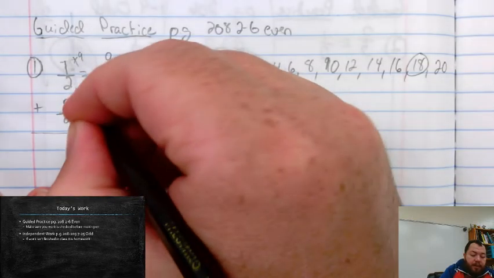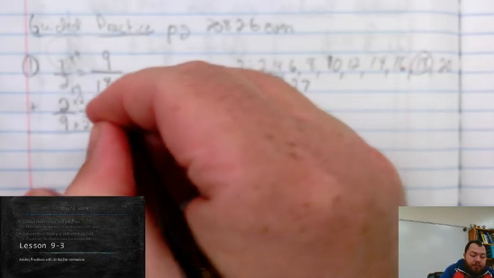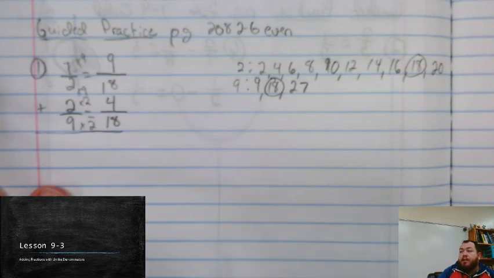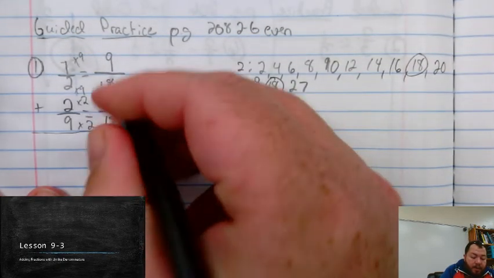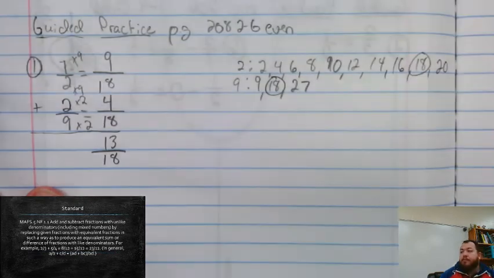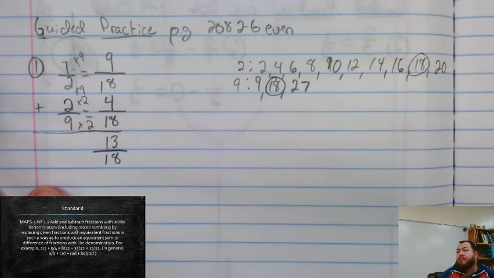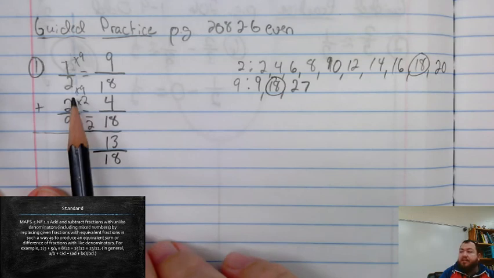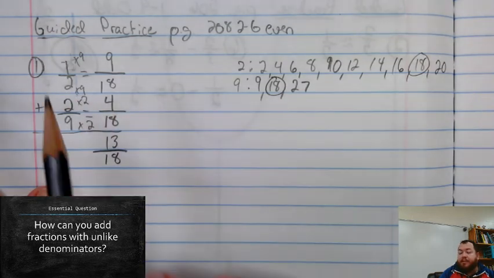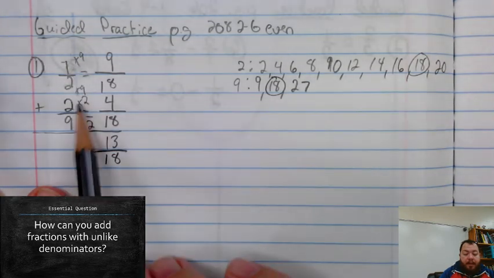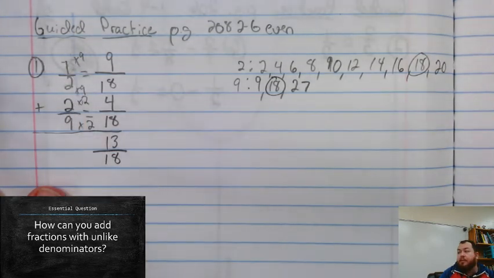So I need to multiply the numerator by 2. 2 times 2 is 4. So 9 plus 4 is going to be 13. And then I bring down my denominator. Guys, every single time we're adding, I should see these steps right here that show how you went from 1/2 to 9/18. Times by 9, times by 9, times by 2, times by 2.